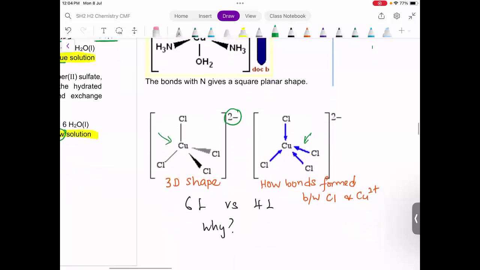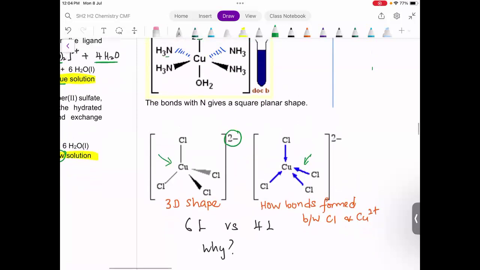Some of you may ask, how come when the ligands are ammonia and water there are 6 of them, while when I change the ligands to chloride, it becomes 4? How come? Why? Yeah, size of the ligand. So what can you say about the size of the ligand?